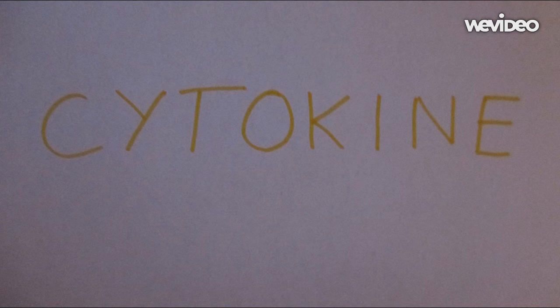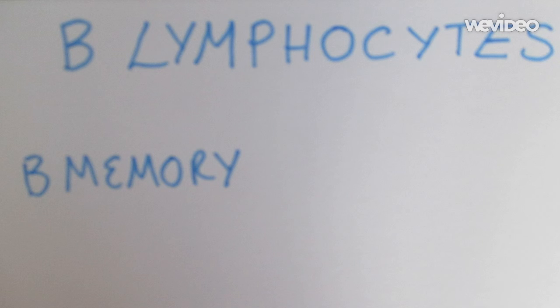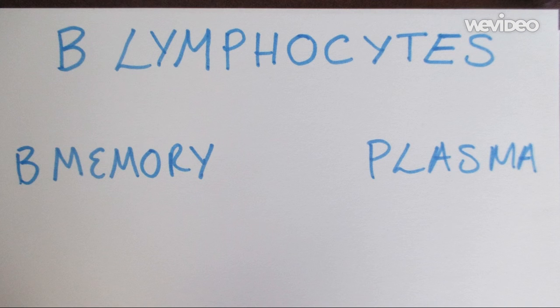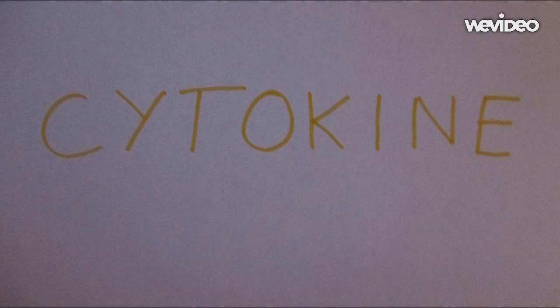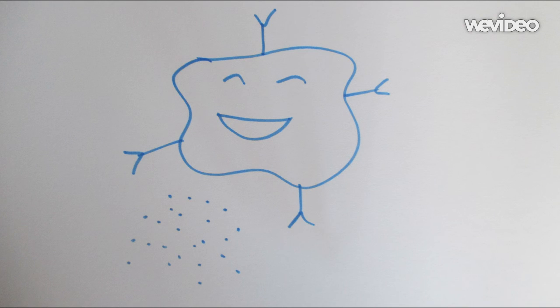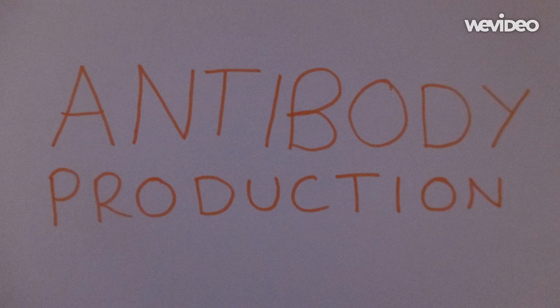It stimulates the B lymphocytes, but not the B memory cells. They have a similar role to the T memory cells. It stimulates the B lymphocyte plasma cells. The cytokine stimulates the plasma cells to release antibodies. Once the antibodies are released, the specific immune response, I should say, is essentially finished. The antibodies then go on to have a role, but I'm not going to go into that right now. So this is antibody production and is the last stage.